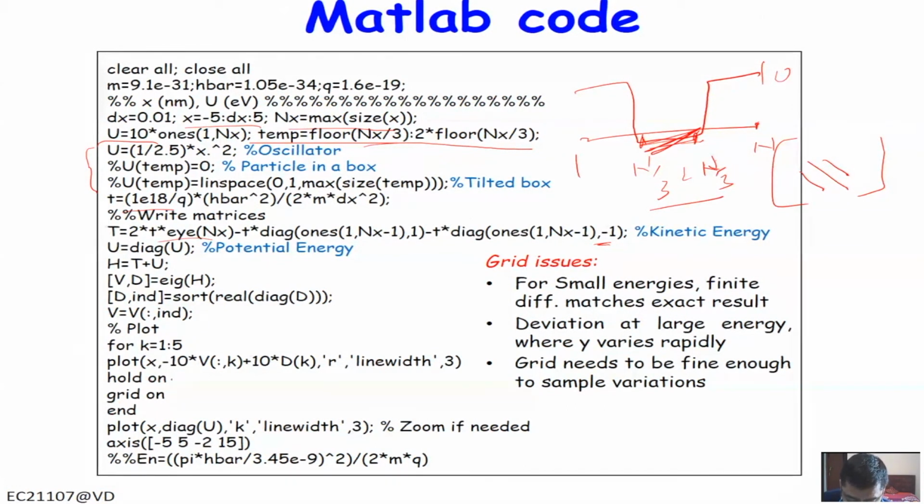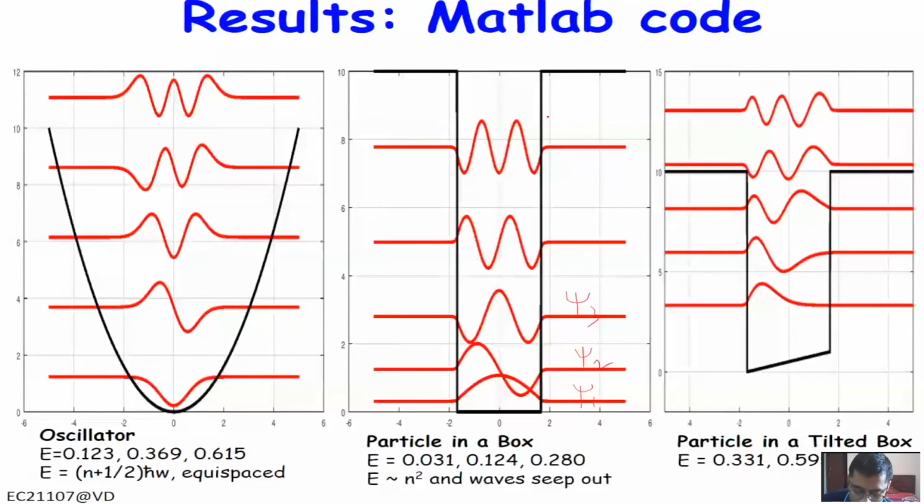So plot the x axis, and this is minus 10v plus 10 times d, right? So this is multiplied by 10 to have the visuals, right? To have the better visual. So that means they are spaced in terms of the energy, right? Scaled by 10. So you can choose the scaling according to your case. So they are scaled by 10 basically.